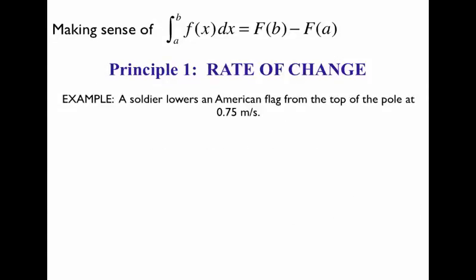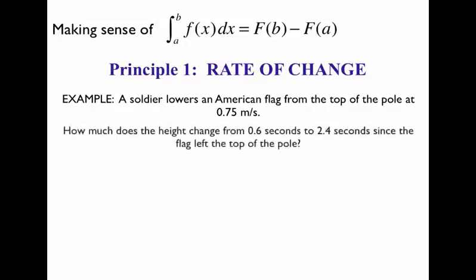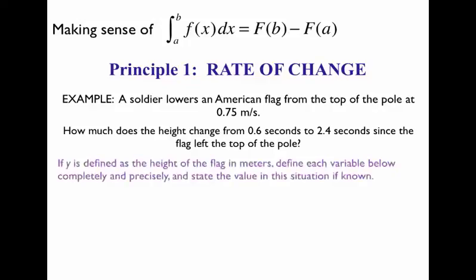Okay, new situation. A soldier lowers an American flag from the top of the pole at 0.75 meters per second. How much does the height change from 0.6 seconds to 2.4 seconds since the flag left the top of the pole? I don't want you to do that. We're going to do variables first, okay? So I'm going to give you one though. I'm going to tell you that y is defined as the height of the flag above the ground, in meters.